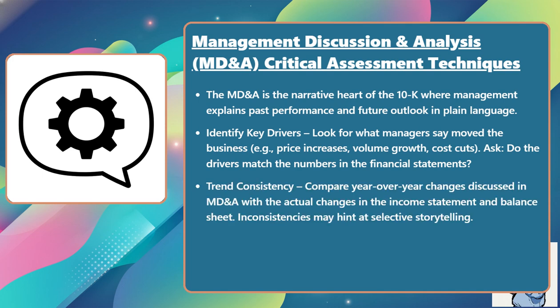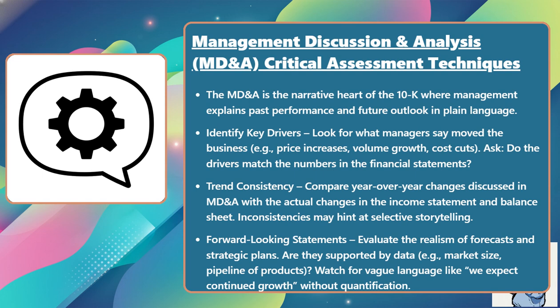Trend consistency. Compare year-over-year changes discussed in MD&A with the actual changes in the income statement and balance sheet. Inconsistencies may hint at selective storytelling. Forward-looking statements. Evaluate the realism of forecasts and strategic plans. Are they supported by data, for example, market size, pipeline of products? Watch for vague language like "we expect continued growth" without quantification.